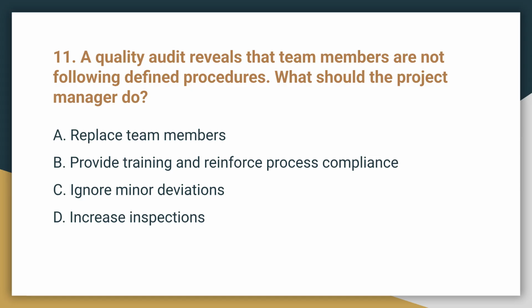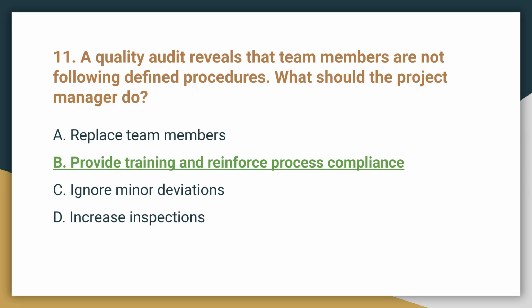Question 11. A quality audit reveals that team members are not following defined procedures. What should the project manager do? The correct answer is B. Provide training and reinforce process compliance. Quality audits identify process gaps, and training is essential to improve adherence.